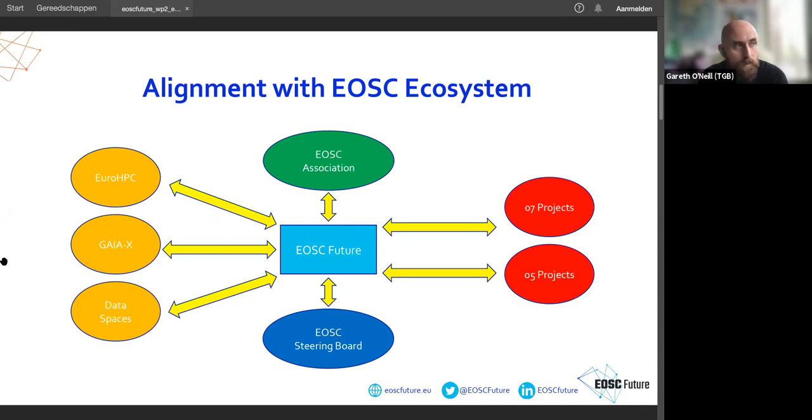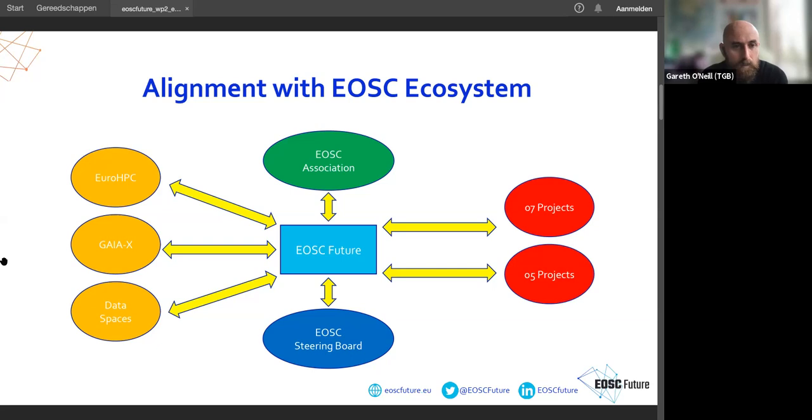Then aside from that, we have multiple existing projects that have been building EOSC and developing EOSC. We have the Infra EOSC 05 projects, and I'll come back to that in a moment. And we also have the Infra EOSC 07 projects, so the partner projects that are providing, let's say, the services for and into EOSC Future.